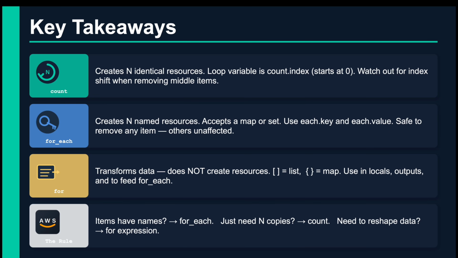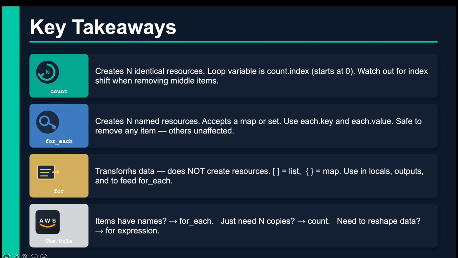Next is the key takeaway. So a quick summary before we hit the demo. Count is used for anonymous resources. Your loop variable is count.index, starting at 0. Watch out for the index shift problem whenever you remove an item. Next is for each, used for named resources, accepting a map or set. Use each.key and each.value. It is safe to remove any item; others are unaffected.